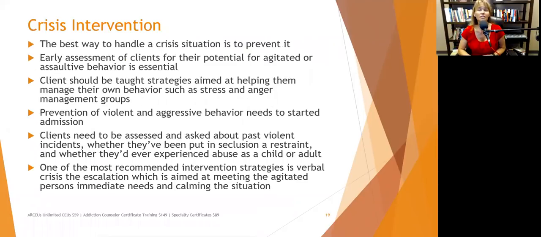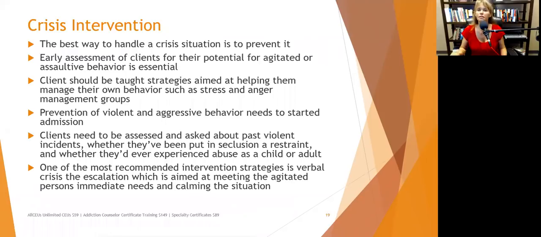The best way to handle a crisis is obviously to prevent it. So early assessment of clients for their potential for agitated or assaultive behavior is essential. And this kind of behavior can happen at any point. I've had clients before who've been in treatment for 3 weeks and doing fine, and then they get a call from their lawyer and they find out that there's a warrant out for their arrest. And all of a sudden they spiral downwards very, very rapidly.